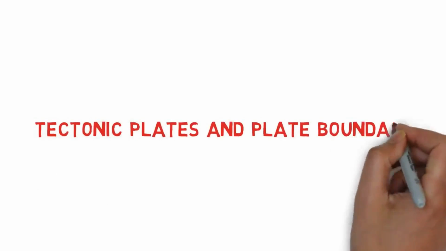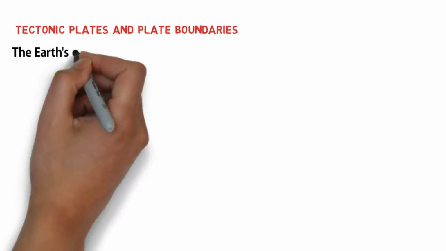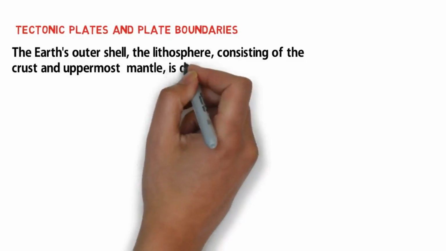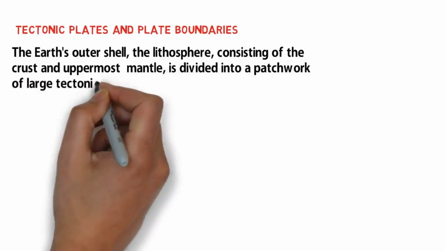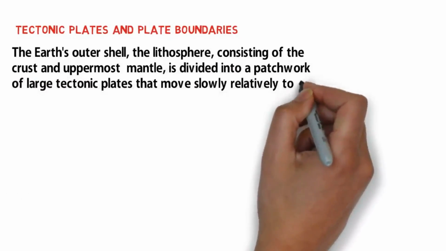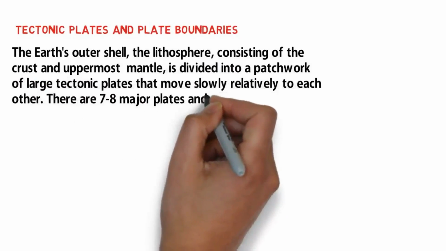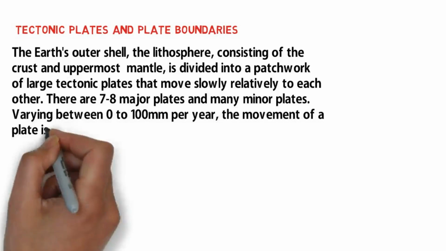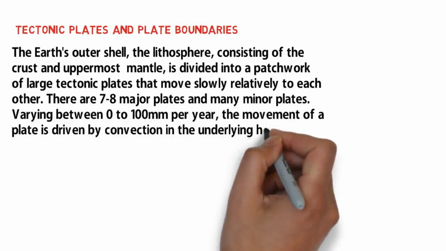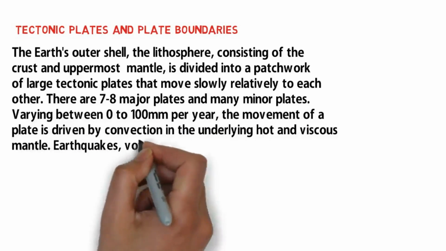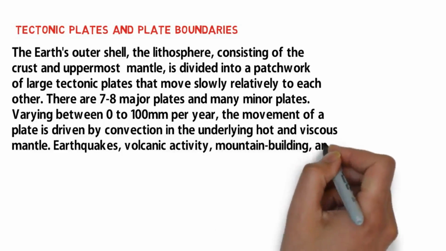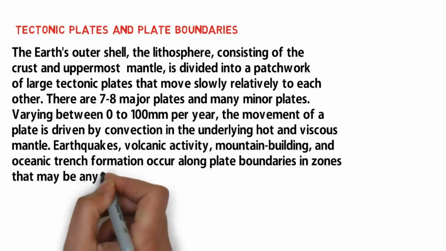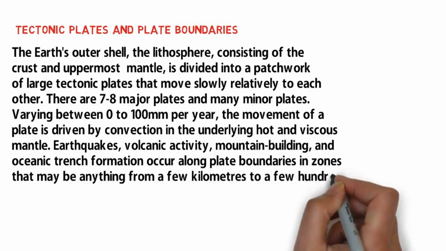Tectonic plates and plate boundaries. The Earth's outer shell, the lithosphere, consisting of the crust and uppermost mantle, is divided into a patchwork of large tectonic plates that move slowly relative to each other. There are 7-8 major plates and many minor plates. Varying between 0 to 100 millimeters per year, the movement of a plate is driven by convection in the underlying hot and viscous mantle. Earthquakes, volcanic activity, mountain building, and oceanic trench formation occur along plate boundaries in zones that may be anything from a few kilometers to a few hundred kilometers wide.